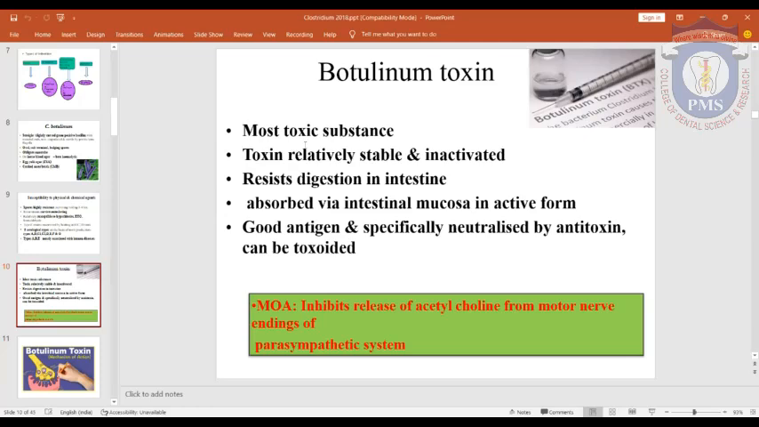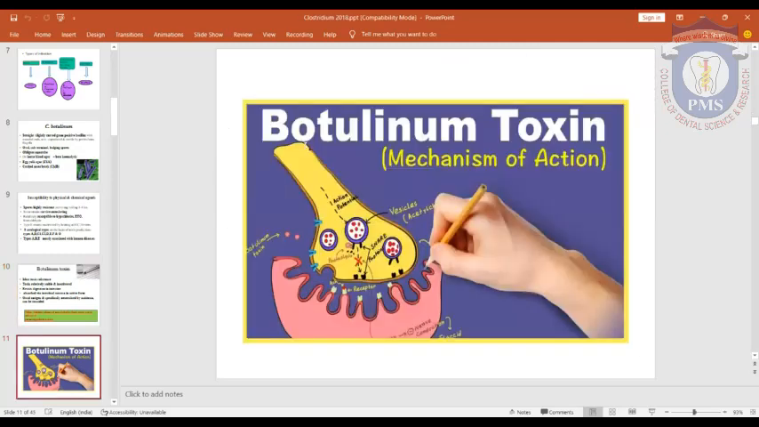The toxin is relatively stable and inactivated at 80 degrees Celsius for 30 to 40 minutes or 100 degrees Celsius for 10 minutes. They resist digestion in intestine. They are absorbed via intestinal mucosa in active form. They are good antigen and are specifically neutralized by antitoxin and can be toxoided.